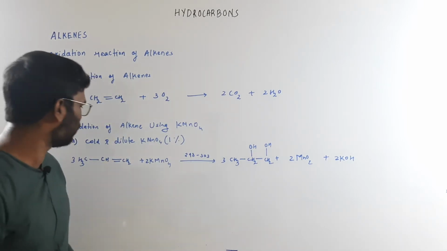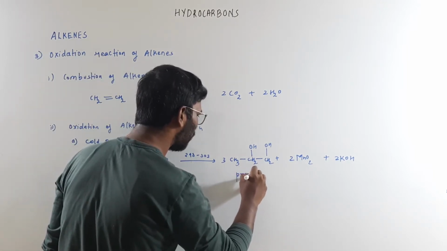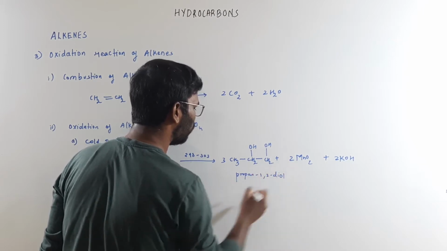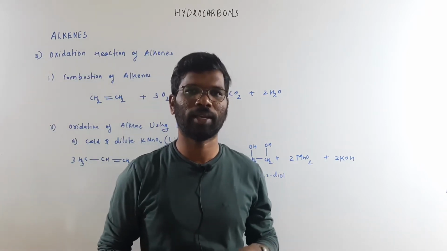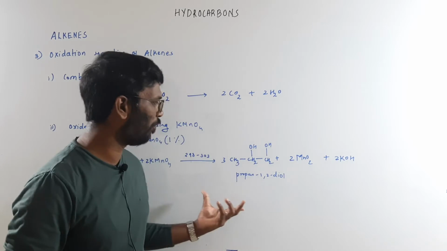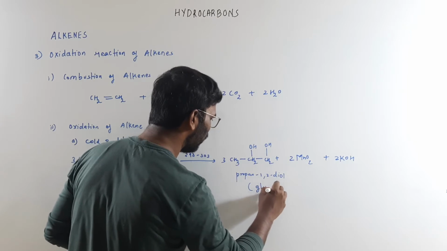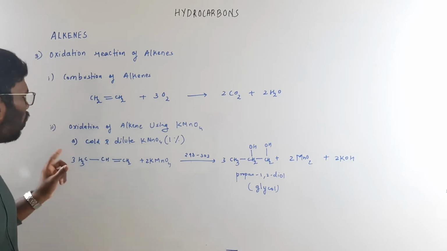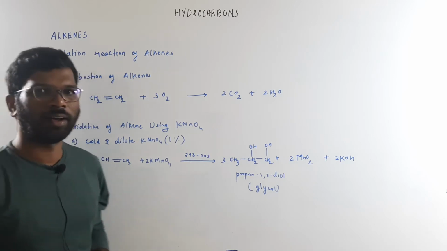But what we have to see is that the alkene is getting oxidized. Like I am getting a propane-1,2-diol. Any alkene, which should be aliphatic, gives a compound with two OH groups, and this is called a glycol. This is the general way of representing a glycol.